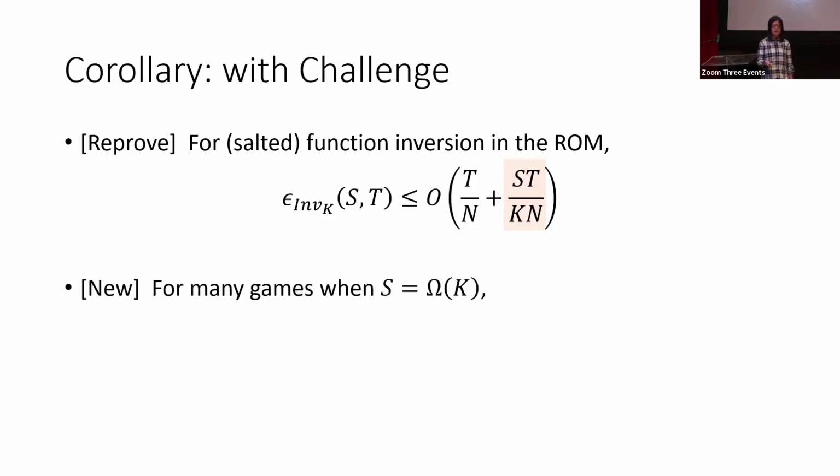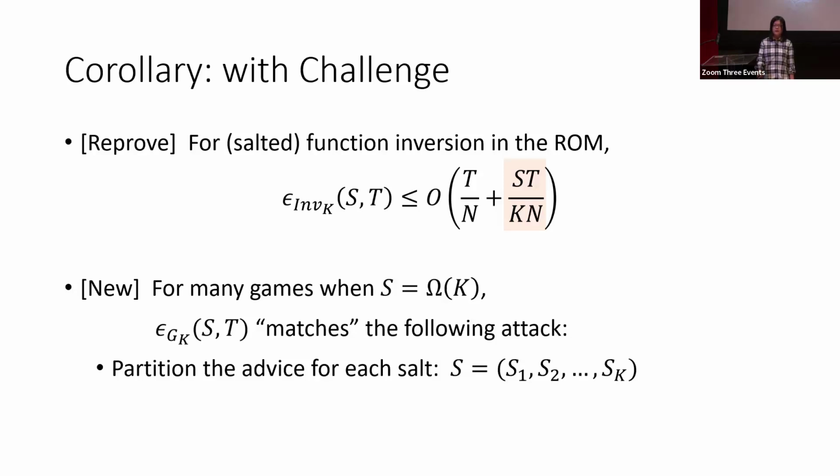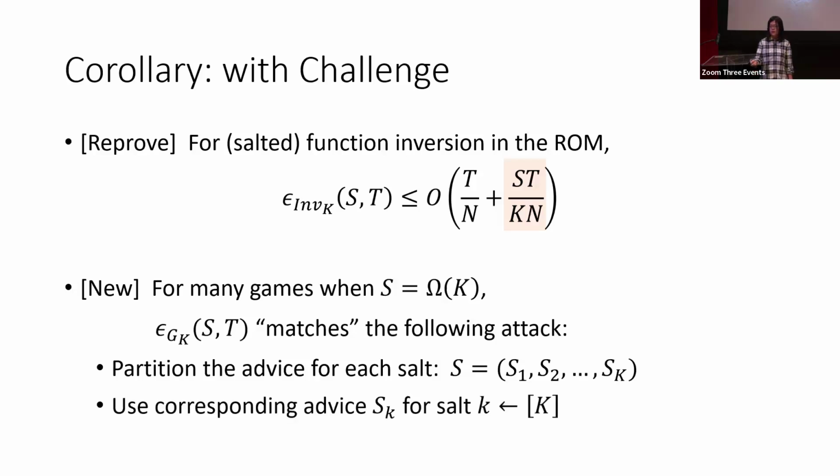We also give a tight bound for many games for the case when the advice size is as large as the salt space. In this case, the non-uniform security will match the following attack. That is, the best thing an adversary can do is that it just partitions the advice for each salt. That is, it prepares advice for each salt. And then in the online phase, when it receives a challenge salt, it just uses the corresponding advice to solve that. So in this sense, our bound is tight.